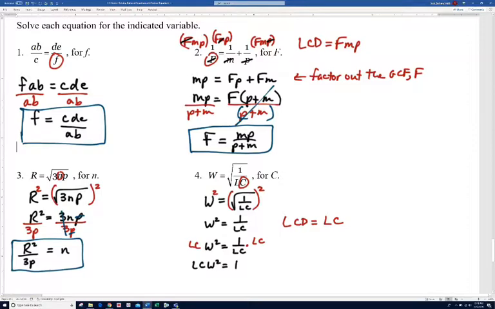And now we're ready to solve for c. We need to get rid of that L and the W squared, which are multiplied times c. So we'll divide. And so we're going to end up with c equals 1 over LW squared. And that's it. Let's go ahead and stop because we are done.